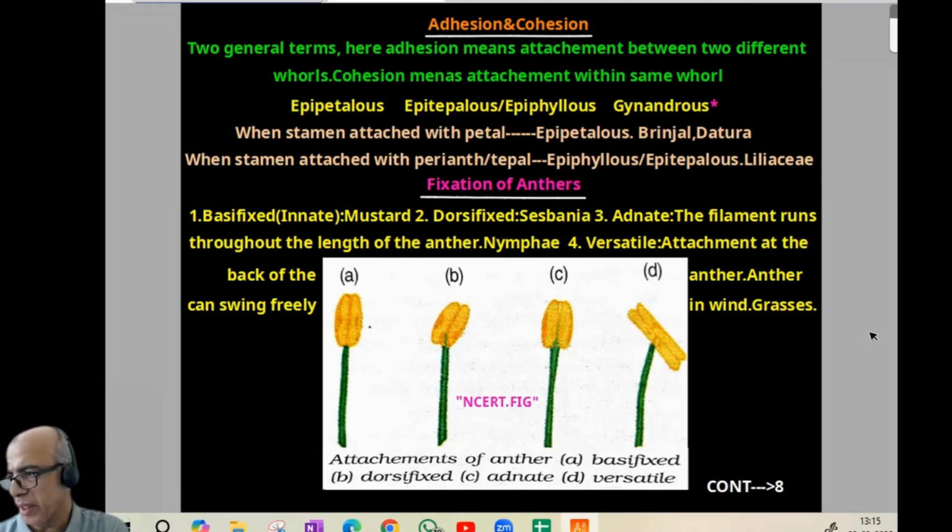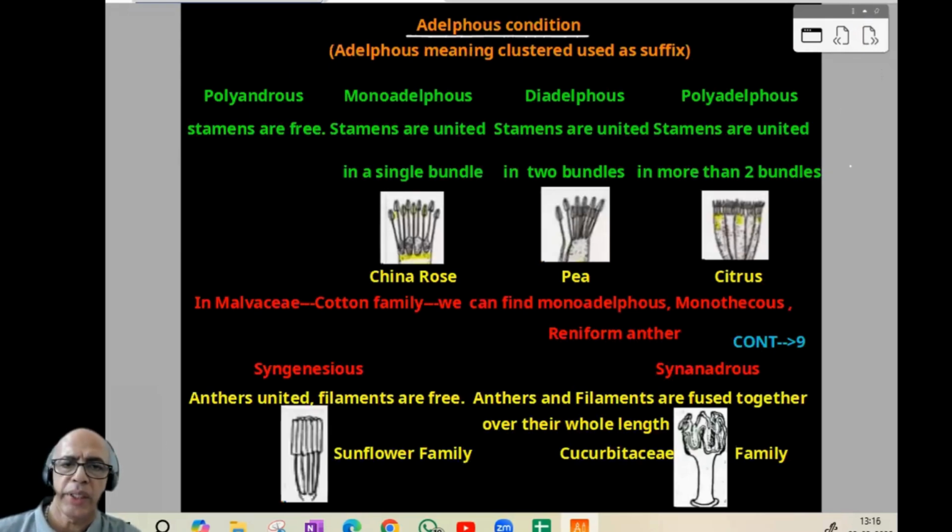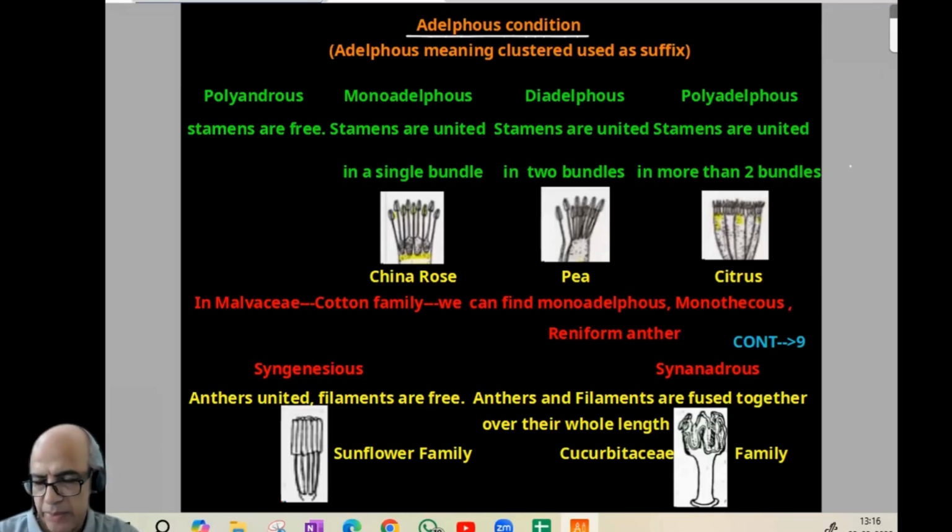So many terms will be there. I'm trying to discuss all the terms as much as possible because if any question comes, you should be able to write. Even though the present NCERT has no direct terms like this, here the terms are there from the previous case. So the adelphous condition. Adelphous means clustered, and usually it is used as a suffix.